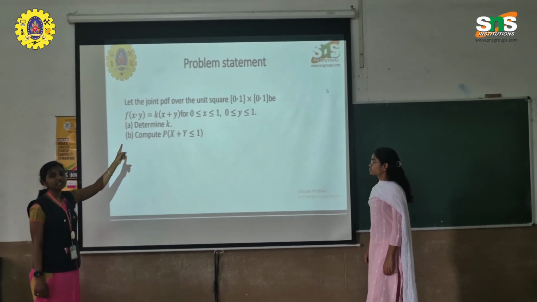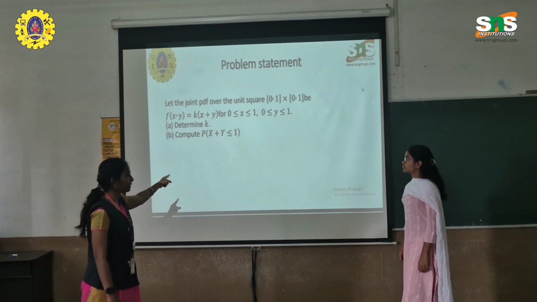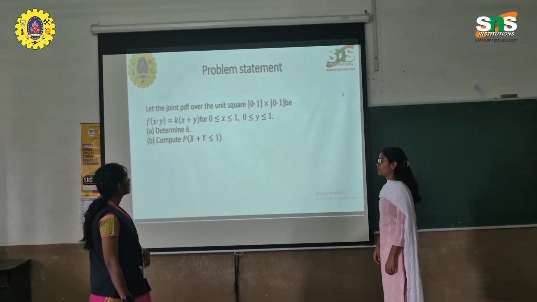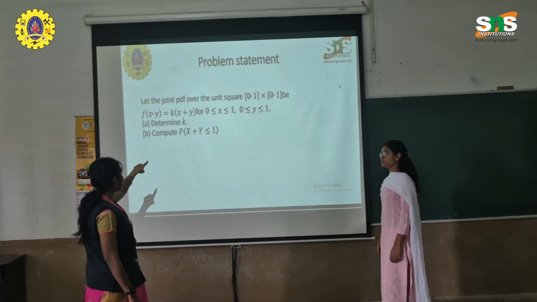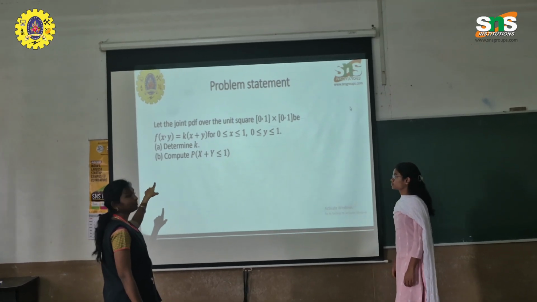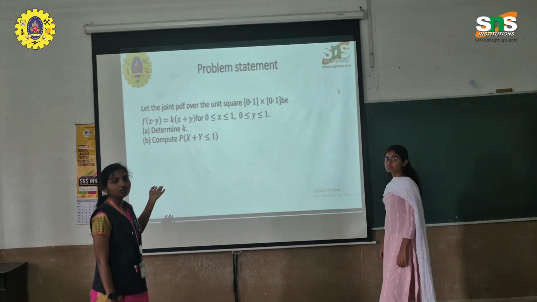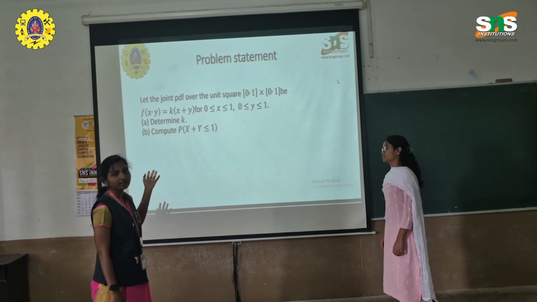This is our probability density function, and we have to determine k and compute P of x plus y less than or equal to 1. So we are about to determine the constant k, and also compute the probability of x plus y less than or equal to 1, which will be the volume, meaning the double integral over the region.